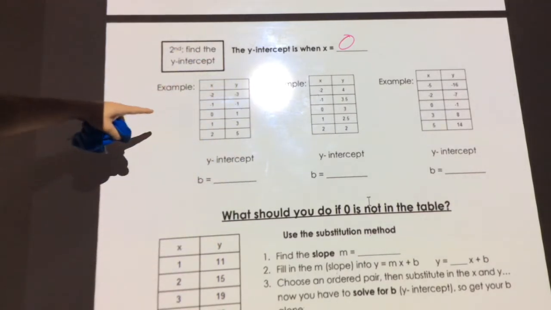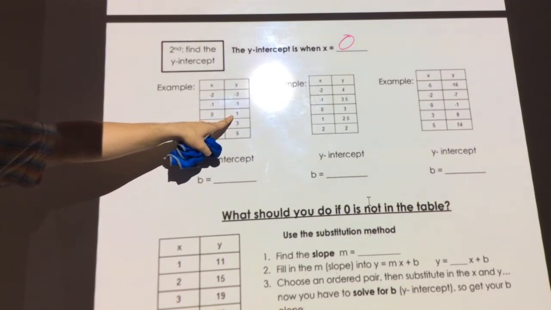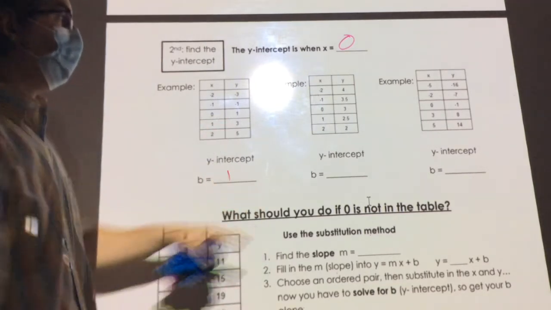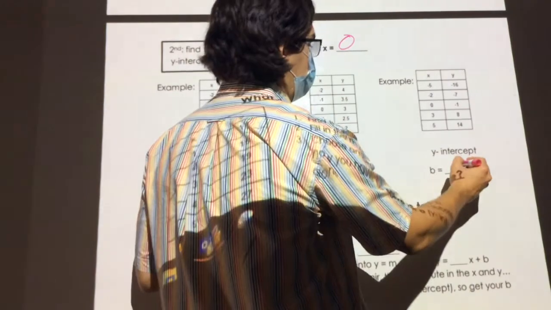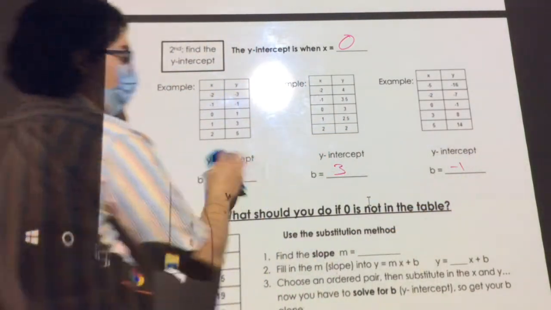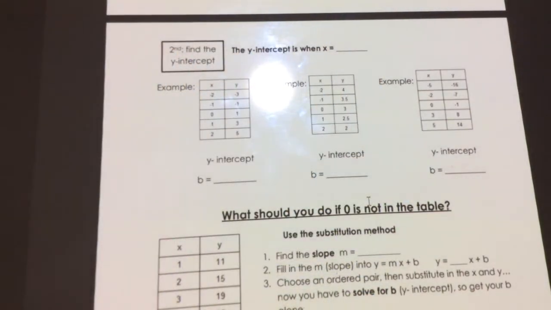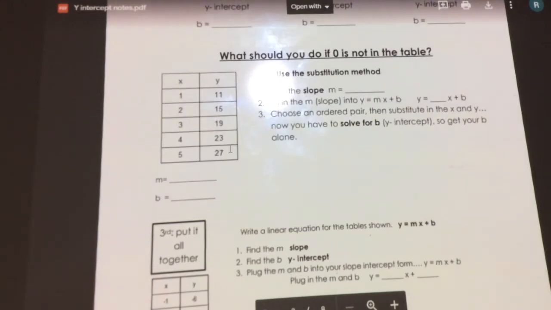So if I look at this table, if x is equal to 0 and y is equal to 1, what's my y-intercept? 1. X is equal to 0, y is equal to 3, what's my y-intercept? 3. Well, that's all well and good, unless I give you a table that doesn't have that. If I give you a table that doesn't have an x value of 0, you're kind of in a tough spot.